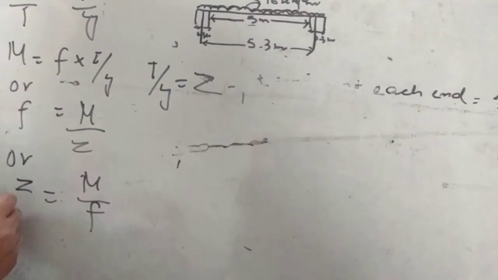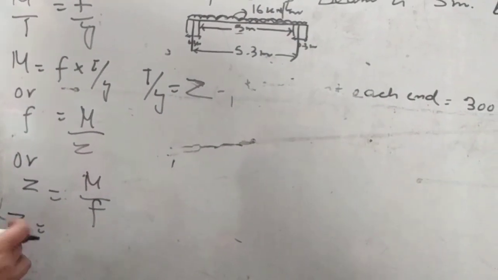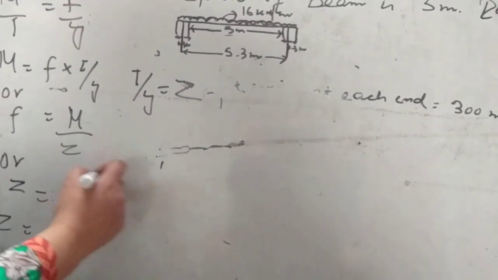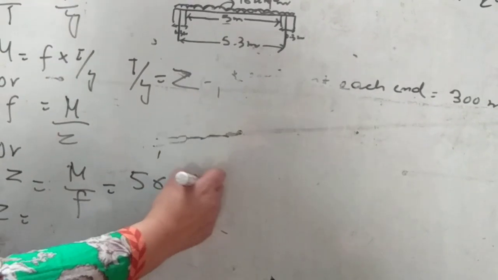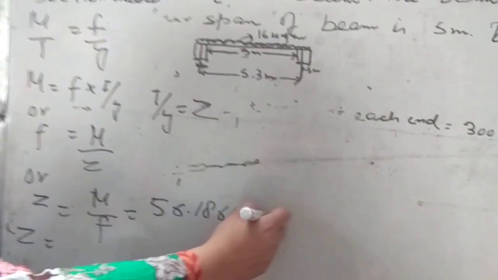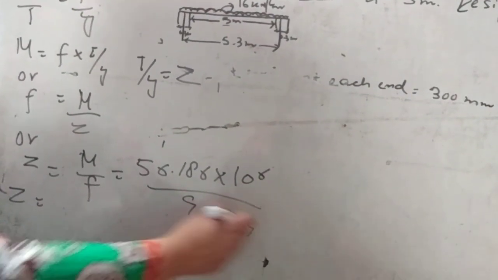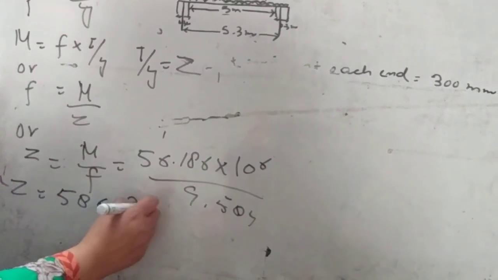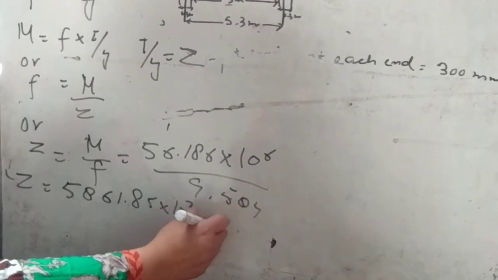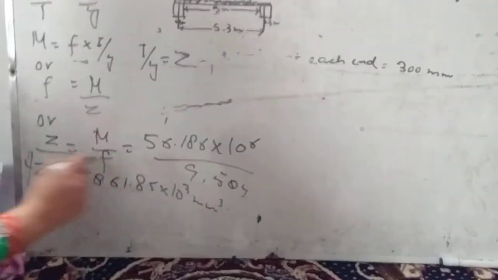So Z is equal to M, your bending moment. On calculating this value, M, the bending moment, is equal to 56.186 kilonewton meters, so it will be 10 raised to the power 6. Our maximum allowable stress is 9.584. On calculating, you will get 5861.85 into 10 raised to the power 3 mm cube. So this is your section modulus.